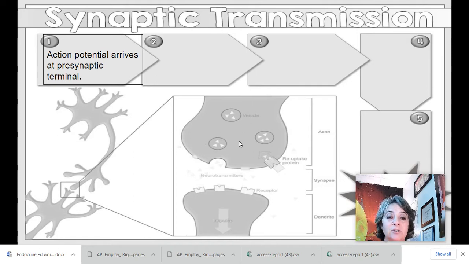So this electrical signal arrives here at the presynaptic terminal. A terminal is the end of something. That's why a terminal disease means it ends your life. So the terminal is the end of the axon.